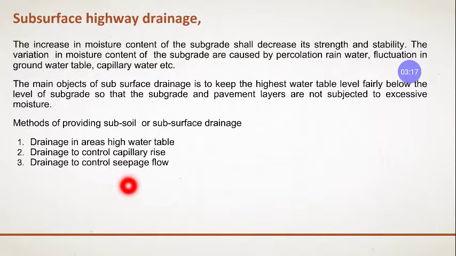Drainage to control the seepage flow. Seepage flow means flow along the gradient through the pores in the soil. This seepage occurs with the gravitational flow, unlike capillary rise, which is against gravity. With the gravitational force, this water flows through the subsoil. So how to control these three, we will see in today's class.